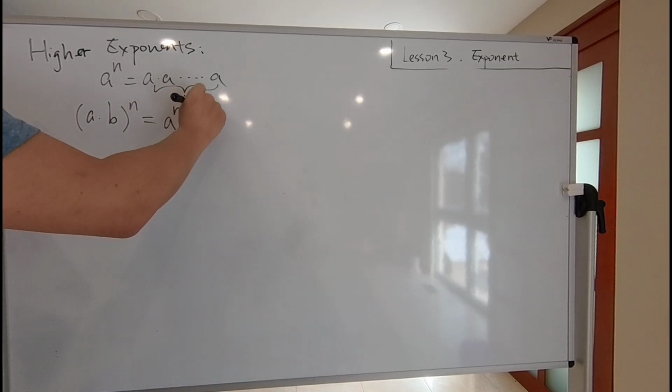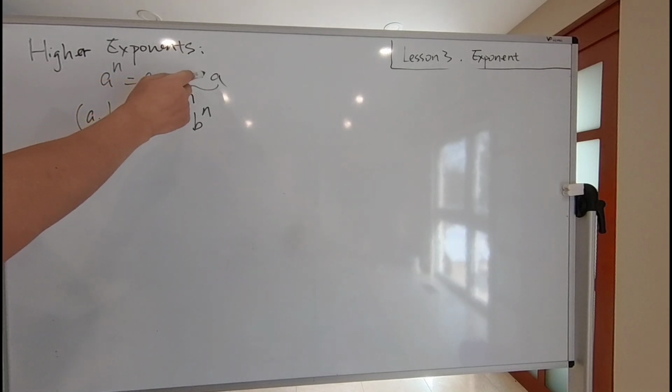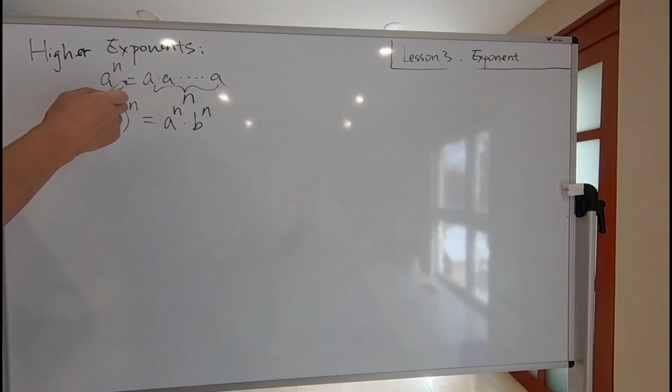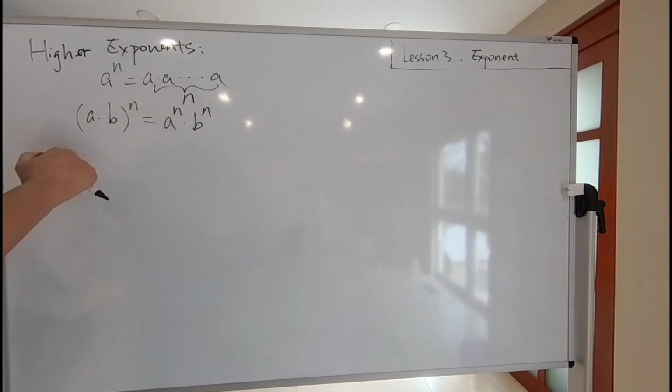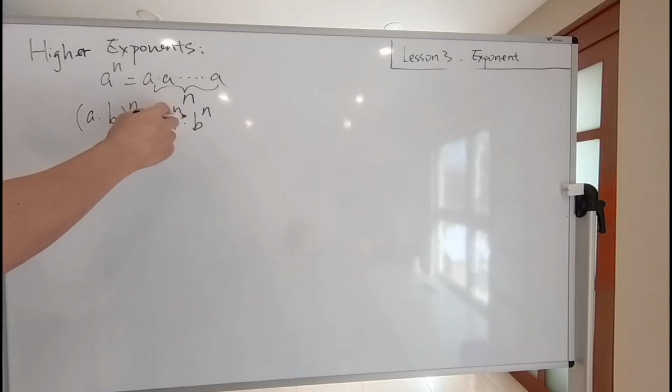You can still try to prove it by yourself, but it can be done just based on the most basic definition of the power. Here the conclusion is that (a times b) to the power of n is equivalent to a to the power of n multiplied by b to the power of n.